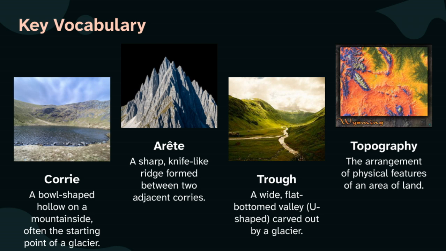The third word is trough. A trough is a wide, flat-bottomed valley carved out by a glacier. It is often called a U-shaped valley because of its shape. The fourth word is topography. Topography means the arrangement of physical features in an area of land. This includes hills, valleys, slopes, ridges, and mountains. These words will help us describe upland glacial landscapes accurately. By the end of the lesson, you should be able to use these terms confidently in an exam-style explanation.